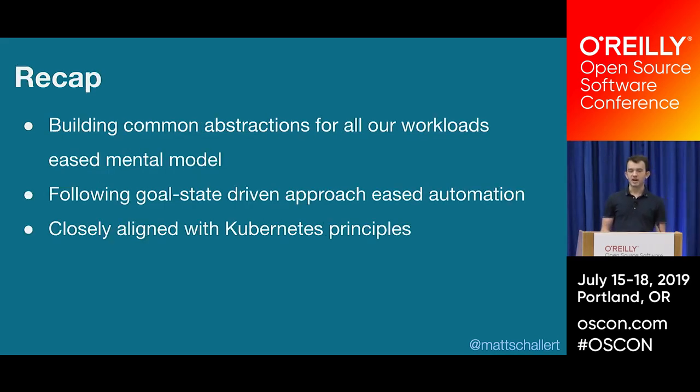So to recap, by building these common abstractions for all of our workloads, we're able to make the mental model of the system much more manageable. By having these abstractions follow a goal state-driven approach, we are able to make the system much more friendly to automation by these variety of interfaces for influencing change. And then when it came to actually automating the system using Kubernetes, it was much easier because we were pretty closely aligned with some of these Kubernetes principles.